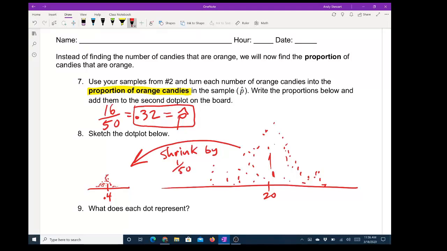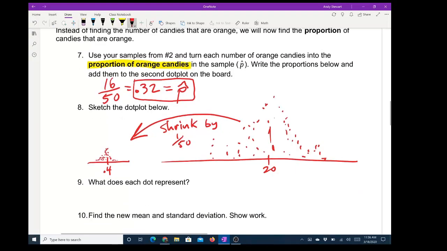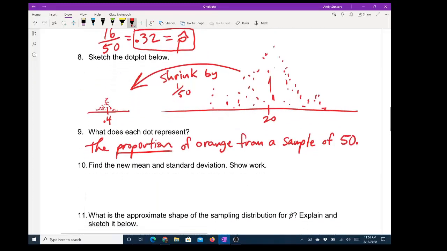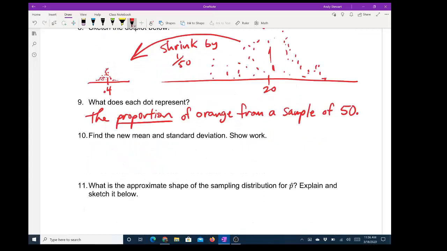Now, what does each dot represent? Well, now it represents the proportion of orange from a sample of 50. So it went from the absolute number to proportion. You could use percent as a synonym for that. You could say the percent of orange that came from a sample of 50. Now, find the new mean and the standard deviation. Wouldn't that make sense if we just divided by 50, that the mean and the standard deviation would also get divided by 50? So if we use our previous answers, the mean was 20.